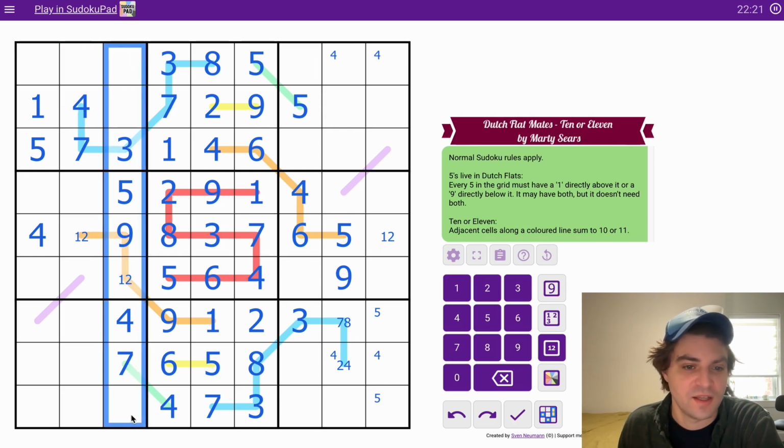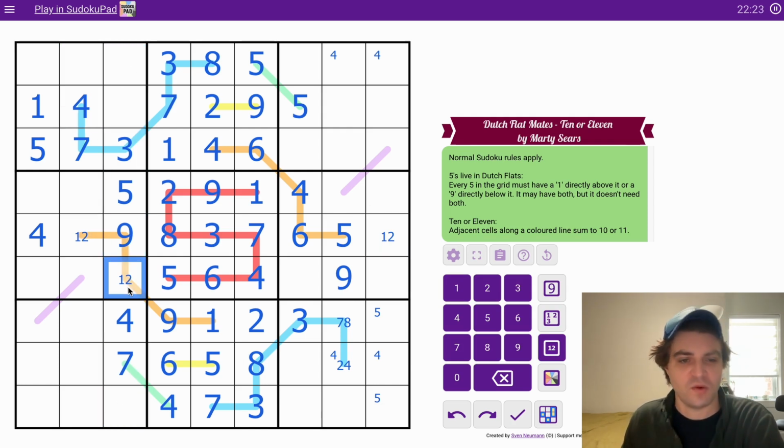How about this row or column? What are we missing in this row or column? Well, we're missing a 1 and a 2. That might go here and here or something like that. We're missing a 6. Where can a 6 go? A 6 can go anywhere along this, I think. I think a 6 can go anywhere.